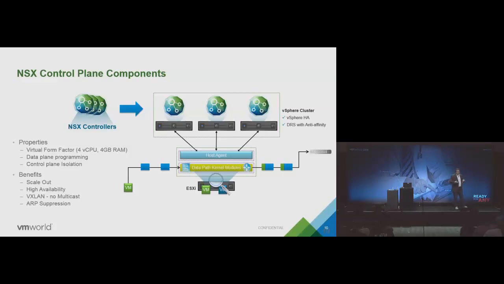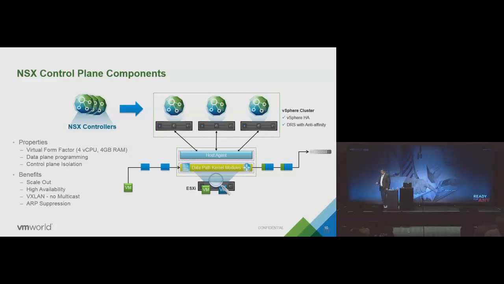So if I need to ARP for another IP address, that's intercepted first by the VTEP, but then by the controllers, which I'll discuss. But the point I'm trying to get to is this: VXLAN with no multicast. This is one of the core benefits that we get out of the controller.